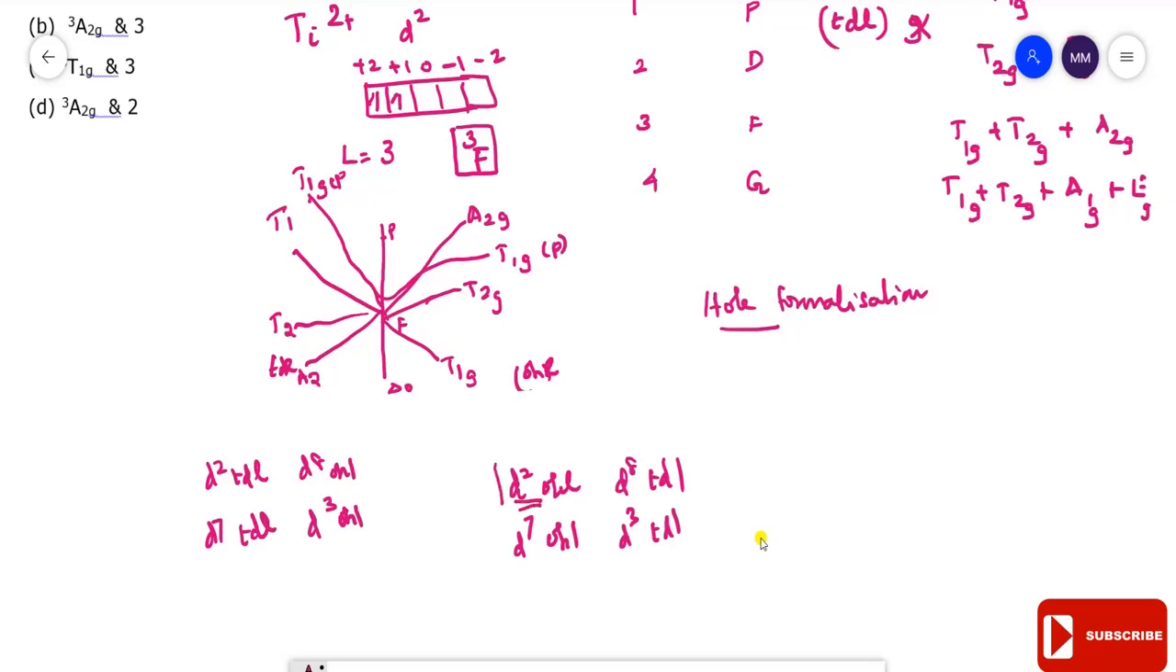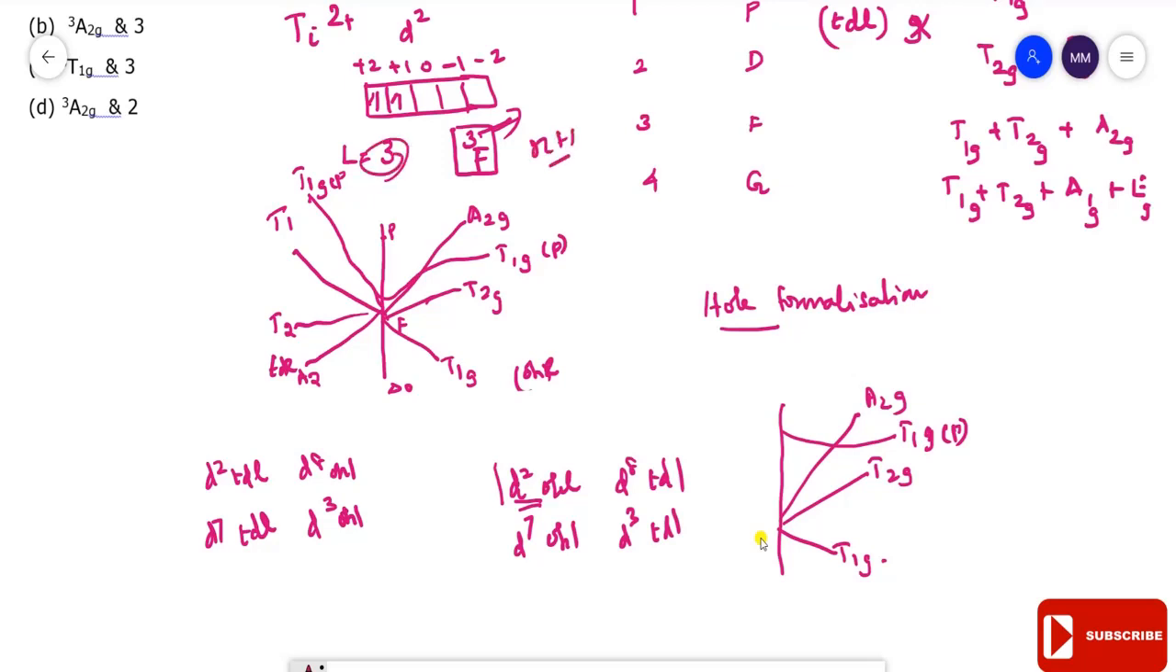So what we do is, we take the energy terms on the right-hand side. So the simple Orgel diagram is this: T1g, T2g, A2g and the T1g of the P. So T2g, T2g, T2g. So here the term is 3. The spin multiplicity is 3. The spin multiplicity is nothing but the number of unpaired electrons plus 1, and the F term is calculated from 3F. So it is 3. So it is 3T1g, 3T2g, 3T1g, 3A2g.